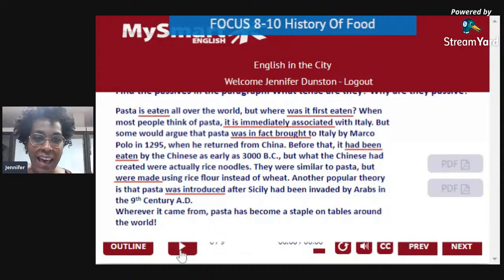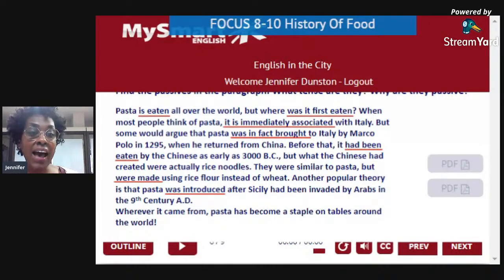Sabrina says had created. But what the Chinese had created were actually rice noodles. Okay, Sabrina said that this part of the phrase here, the Chinese had created rice noodles. That's actually, Sabrina, an active sentence. In order to make it passive, what can we do?